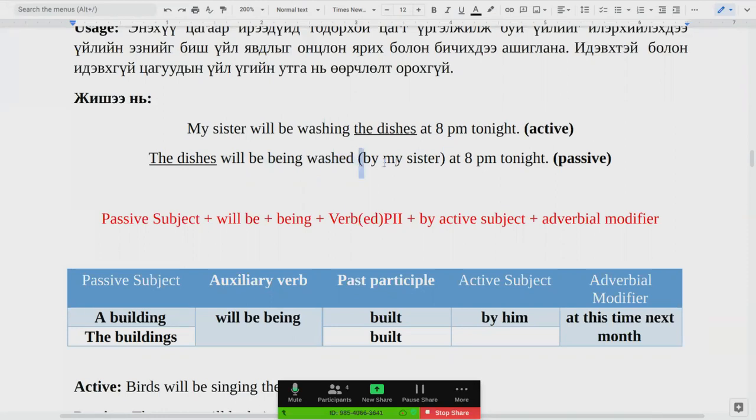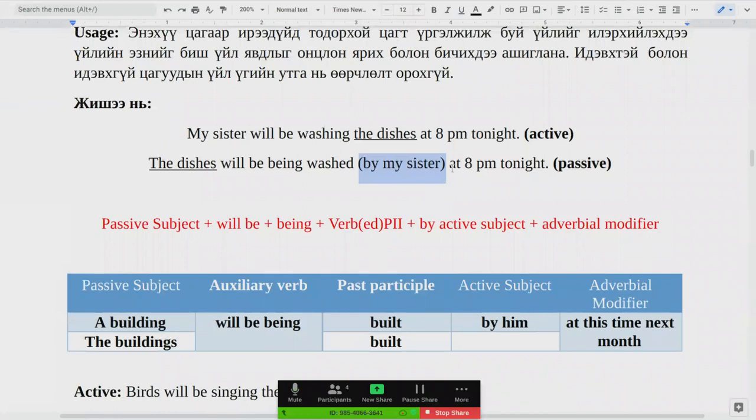And if you want to mention the main subject, the personal pronoun should be here, using by my sister. If you don't want to mention this one, let's just omit this active subject. At 8 p.m. tonight is also the same as in the active sentence.